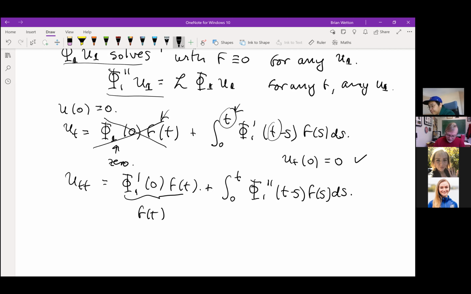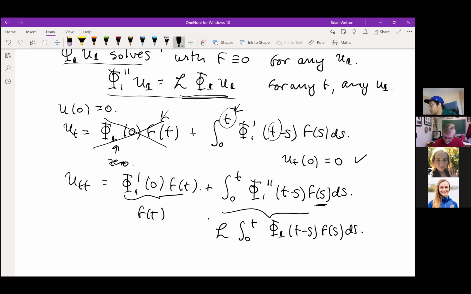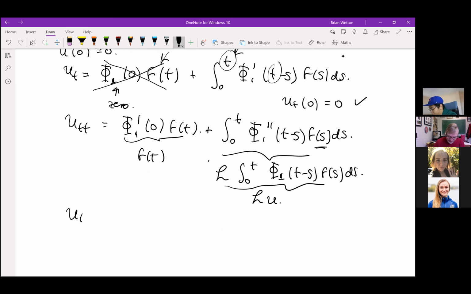But now I'm going to look back here and go, if I take phi 1 double prime of anything, I get L times phi times the thing. And I'm going to take the L out of the integral. Oh, sorry, I got the L already. Let's not do 2 L's. Hang on here. What have I got? Phi 1 of (t minus s) f of s ds. And this thing is L times u. So I get u_tt is L of u plus f of t.